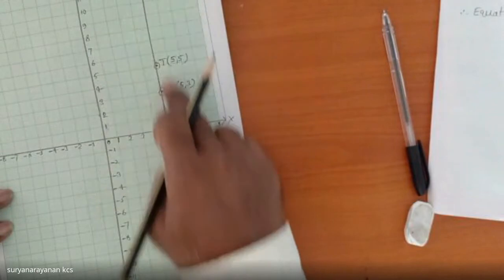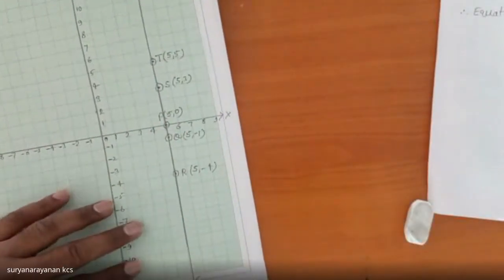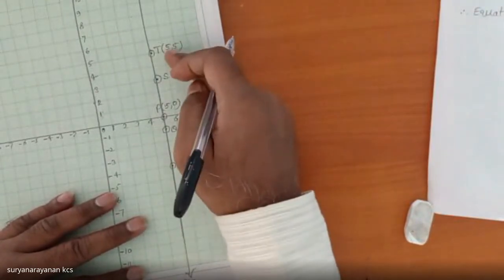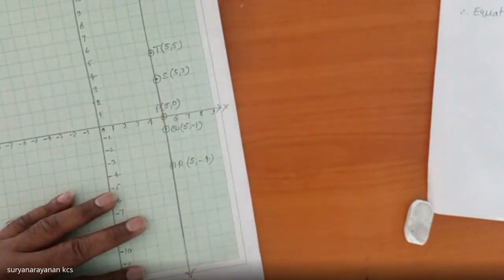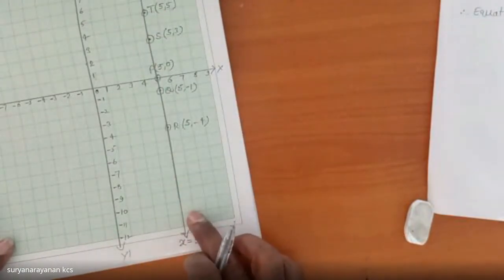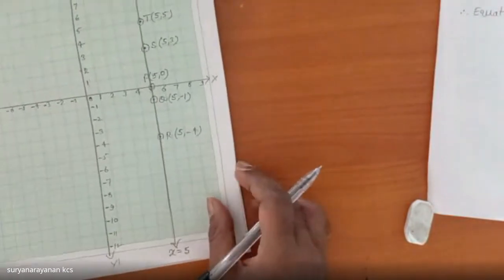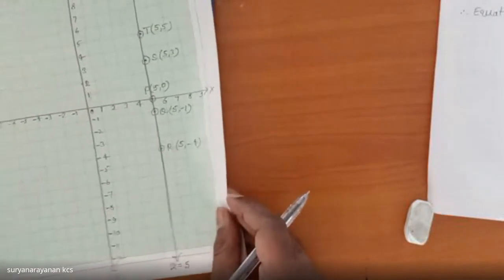Then what is the equation of this straight line? Now let us write. x is equal to, because if you observe all these points, the x-coordinate is the same. What is the x-coordinate here? 5. So x is equal to 5 is the equation of this graph, or the equation of this straight line.